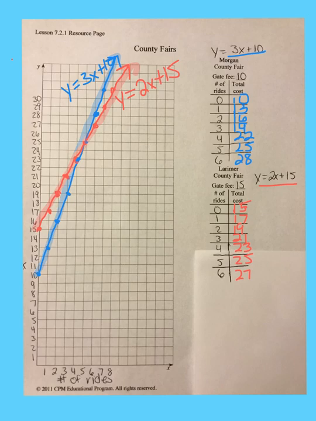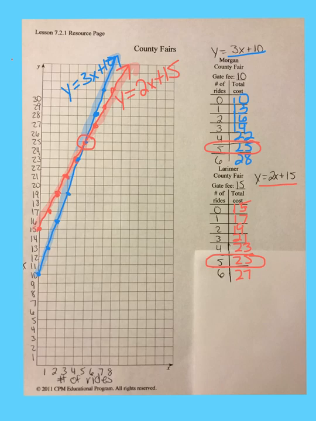So you can tell at a certain point, although it is initially more expensive, it starts to become cheaper than the Morgan County Fair. So let's take a look at where that spot is. The spot is at 5 rides, costs $25, and you can see it on both tables, and you can also see it in the graph.